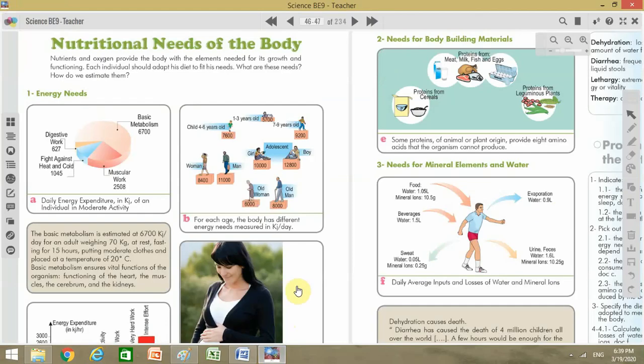So what are then the nutritional needs of our body? These needs fall into 3 categories: the needs of energy, the needs for building material, and the needs for mineral salts, water, and vitamins.